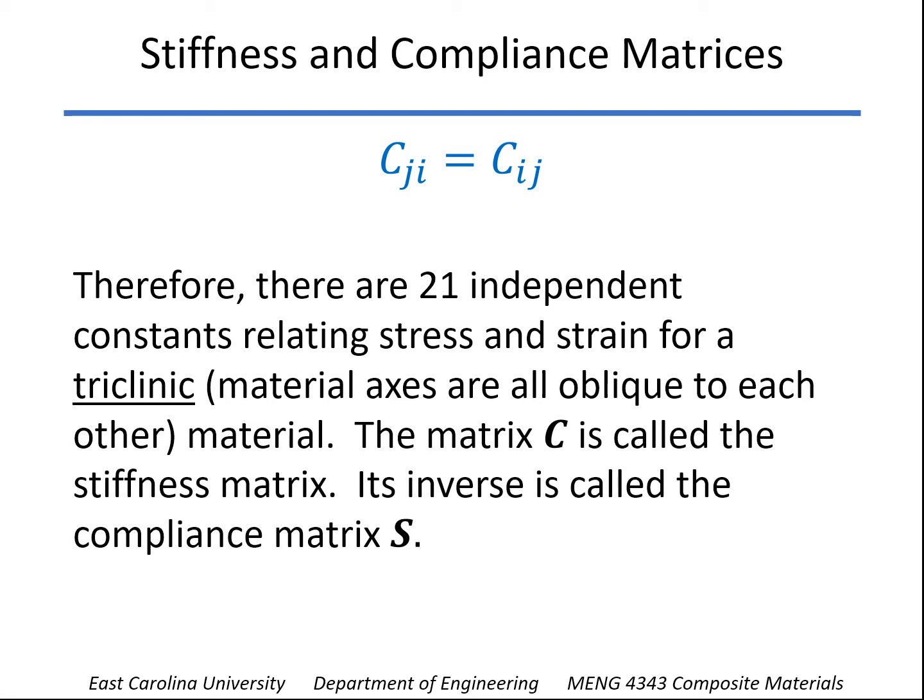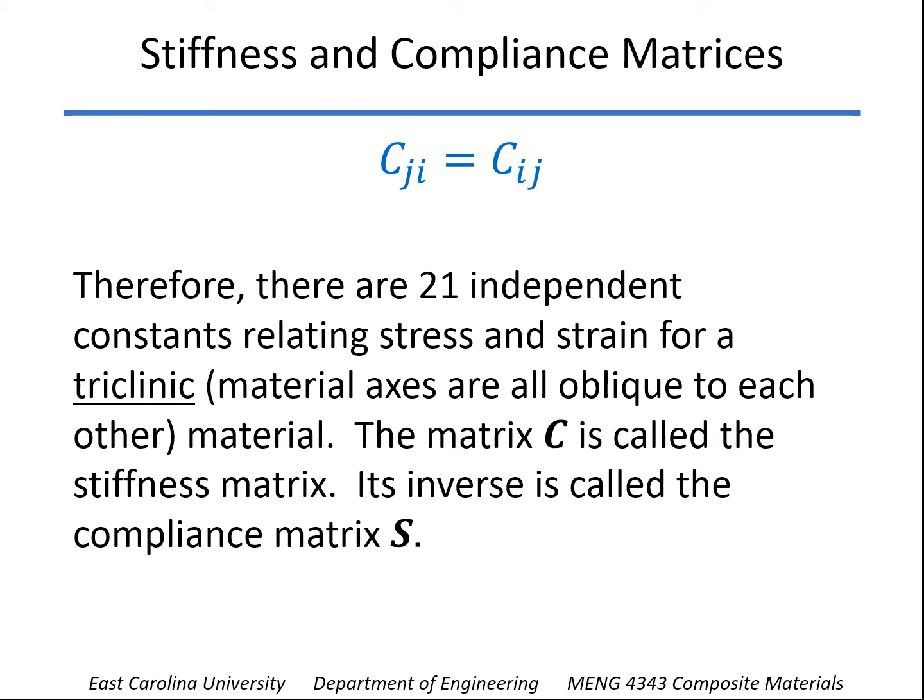And so if we talk about a triclinic material, defined as having material axes oblique to each other, or another way of saying that is that there are no planes of symmetry for this purely 3D material, the C matrix we call the stiffness matrix. And when we invert it, it's the compliance matrix, and we give that the designation S. I don't know why stiffness is C and compliance is S. Don't blame me. I didn't come up with that nomenclature, but that's pretty common.